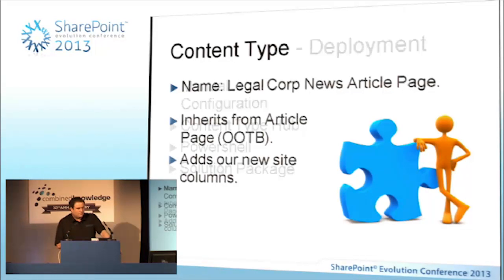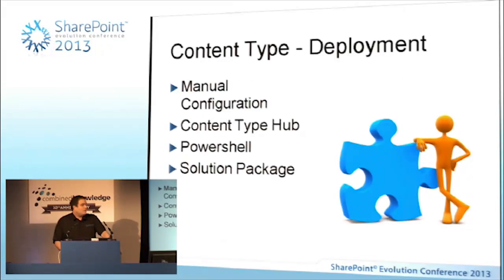So with our content type made, we now had to think about deployment. So how do we want to deploy this? So you've got several options. There's obviously manual configuration. You can go to each site collection in turn, build your content type. Those spelling mistakes, those site columns are going to get created with the wrong names. It's going to completely play havoc with all of your styling that you're going to try and move between these site collections. So you can use the content type hub, which is a good solution.